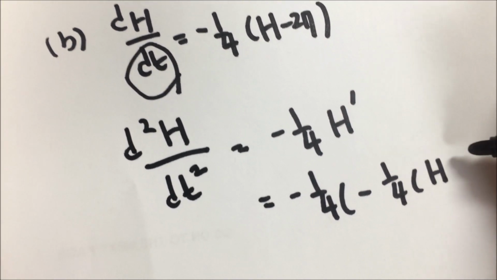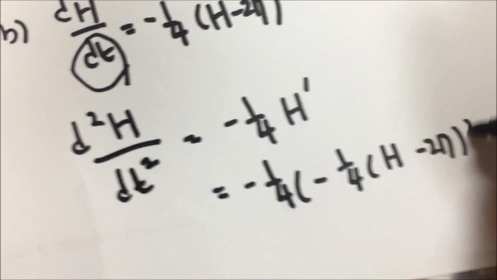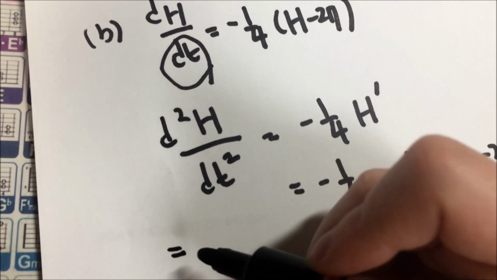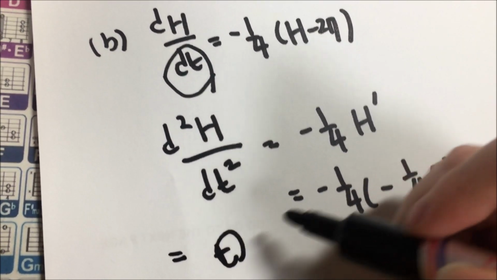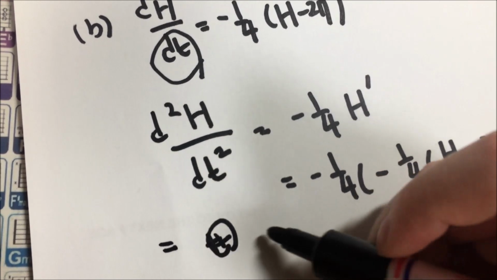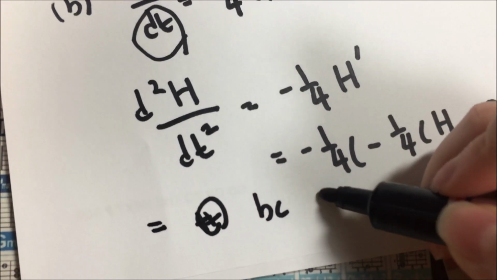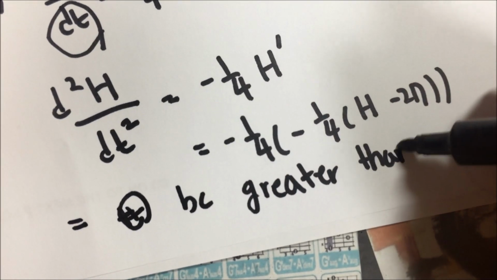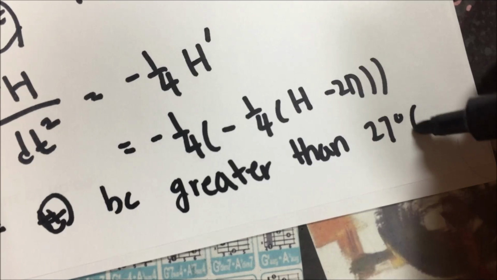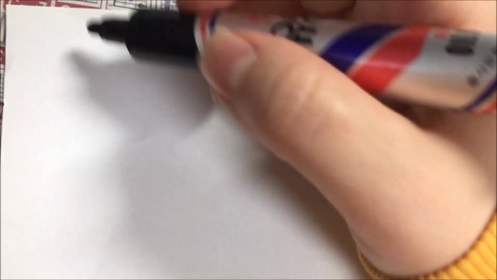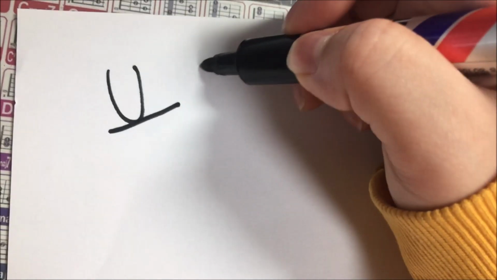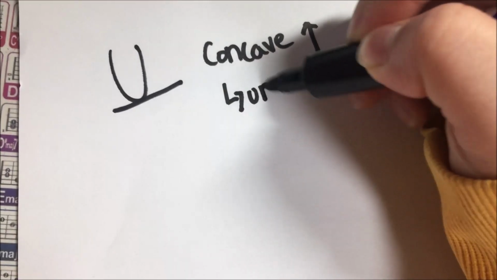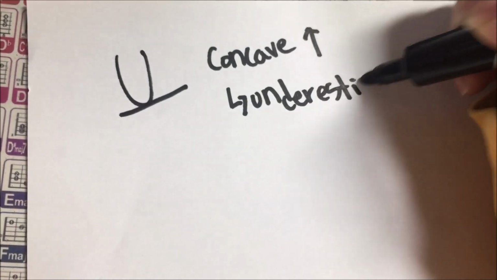If you substitute h prime into the equation, you get the final answer, which is negative 1/4 times (negative 1/4 times (h minus 27)). Since this is always positive because the problem states that the internal temperature of the potato is greater than 27 degrees Celsius for all times t greater than 0, we can conclude it will be concave up for all the time values greater than 0, so the tangent line is an underestimate.